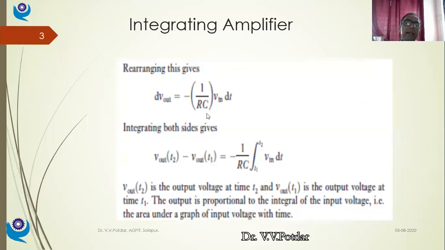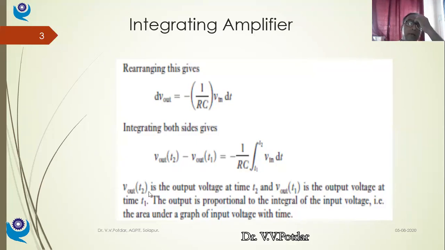So if it is integrated, because it's a function of time, integrating from T1 to T2: V out at T2 minus V out at T1. If I integrate it, what will be the integration? It will be V out evaluated from T1 to T2, isn't it? So V out at T2 minus V out at T1 will be equal to, this is the constant, minus 1 by RC integral of V in dt evaluated from T1 to T2.